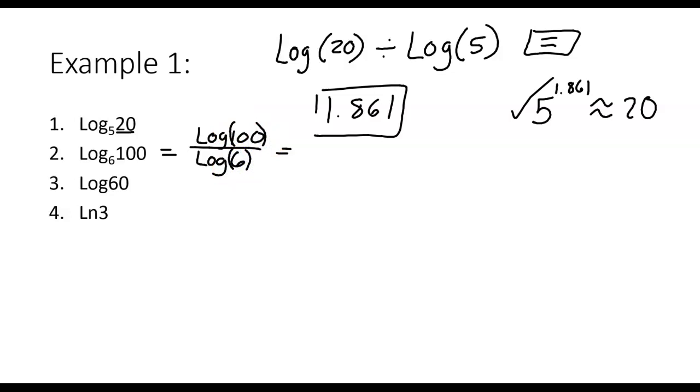Go ahead, Steve. 2.570. Okay, that sounds reasonable. The reason that sounds reasonable to me is, remember I said that 6 to the third is too big, but 6 to the second is too small, so it had to be between 2 and 3. And there it is.